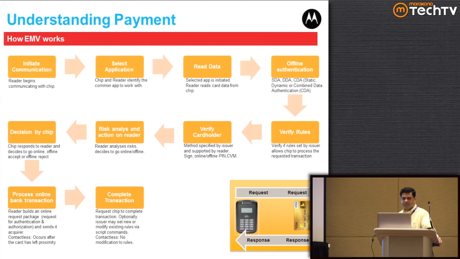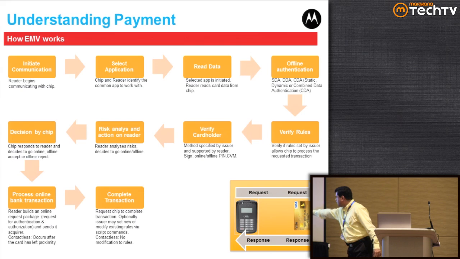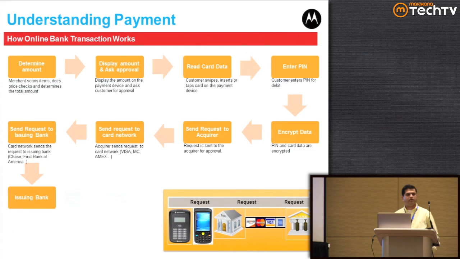So once that happens, the reader takes the card data and builds a package for the acquirer. It knows how to talk to the acquirer, and the acquirer gets the package. And that's how the EMV transaction occurs. One thing that's not complete here is that once the data comes back from the bank, that may get written to the chip again. So that's one thing that may be missing here. As you can see, this is between the card and the payment device, or the reader.